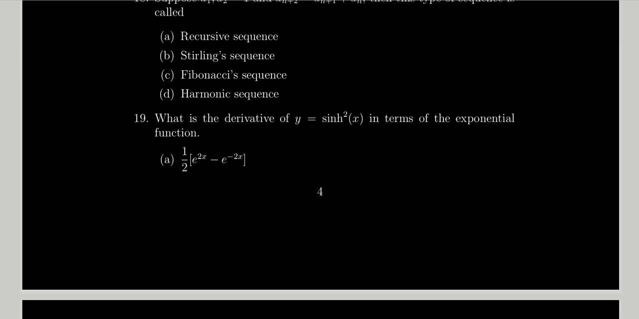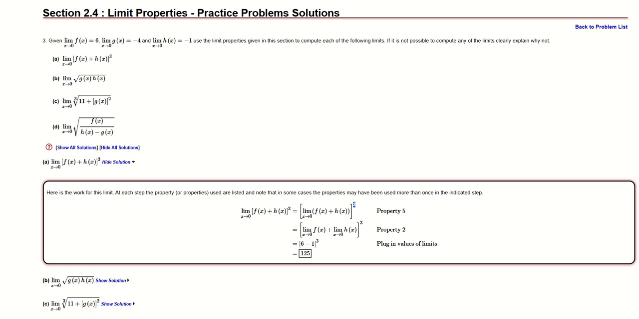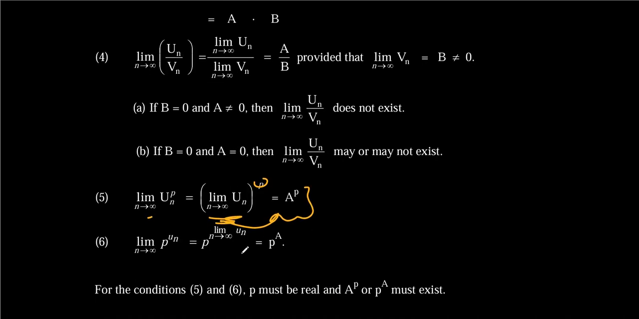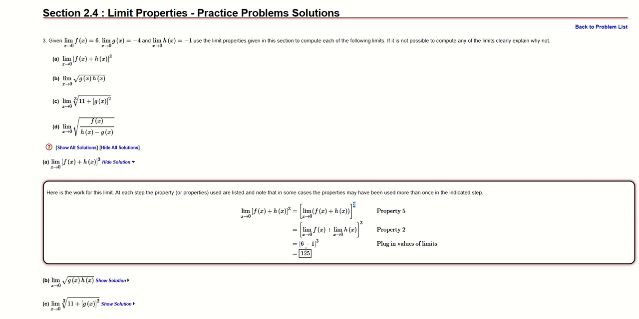Realize that the property just shown here allows us to raise the limit to a power if we're given that limit value, right? So that's exactly what we are doing. And at the end of the day, we get 5 minus 1, all raised to the power 3. And we get our answer, 125.